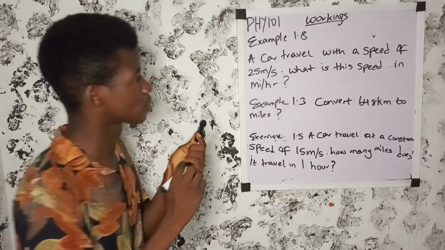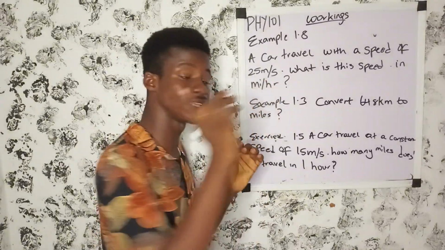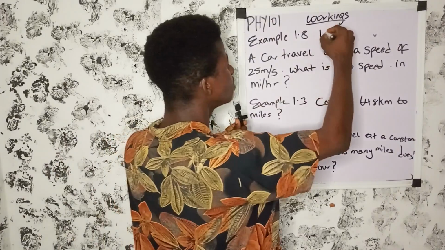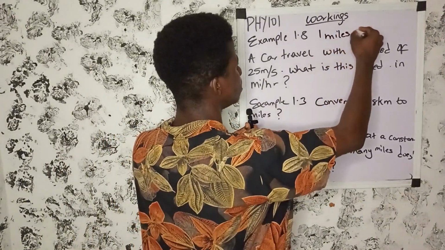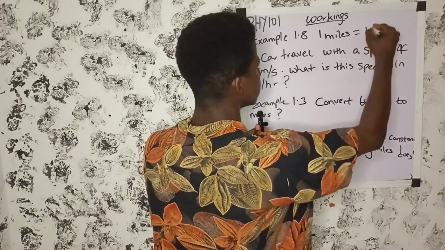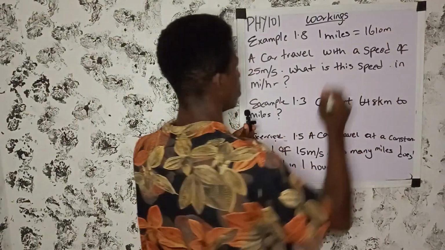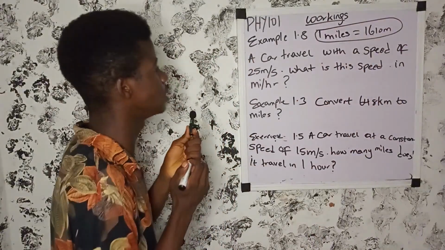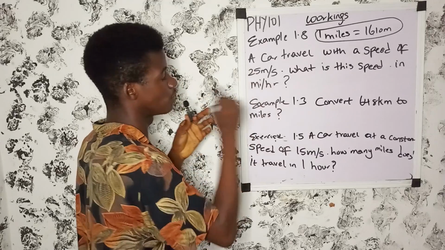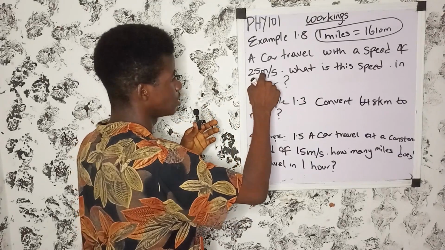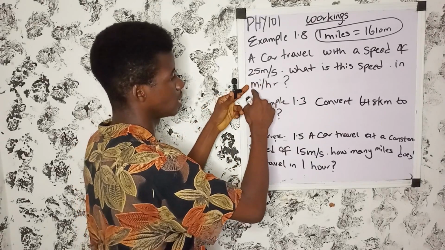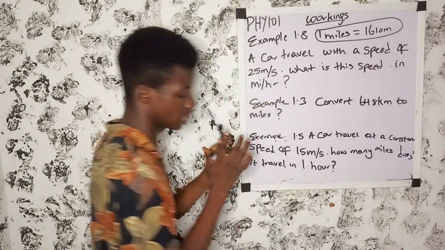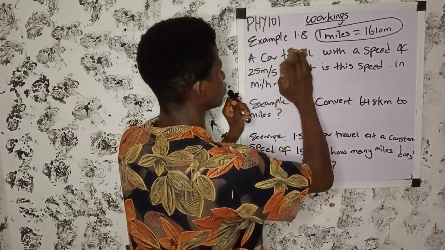At first, I told you guys that 1 mile is equal to 1,610 meters. Okay, so we are using this. Remember, let's first convert from meters to miles, then convert from seconds to hours, then we divide, and we get our answer.